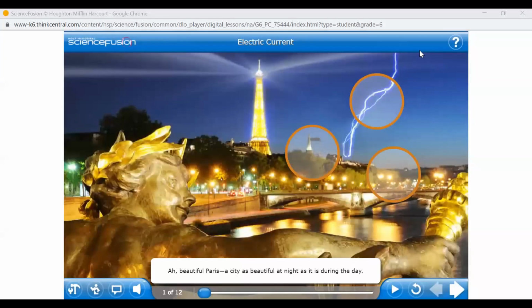All right, from our textbook, I'm going to show you the digital lesson for Lesson 2 on electric current, so you can follow along with this digital lesson.